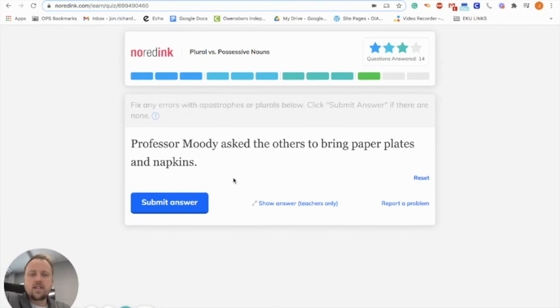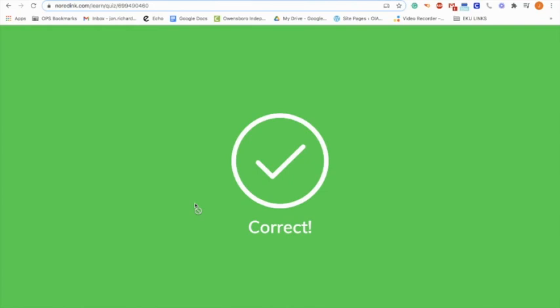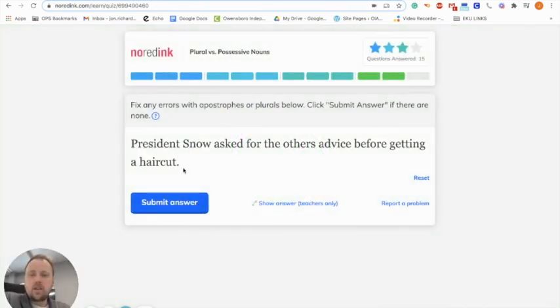Professor Moody asked the others to bring paper plates and napkins. The others do not own to bring, so we are correct. President Snow asked for the others' advice before getting a haircut. Is it their advice? Yes. So we put an apostrophe at the very end of the word.